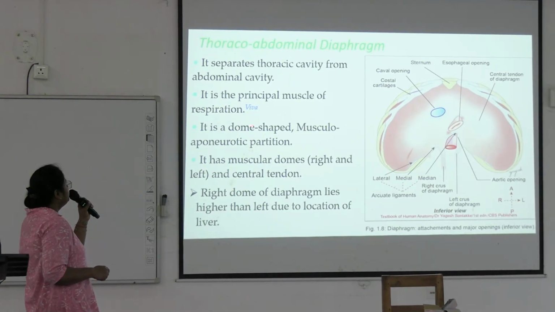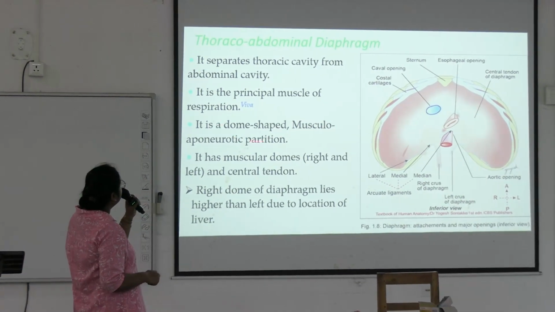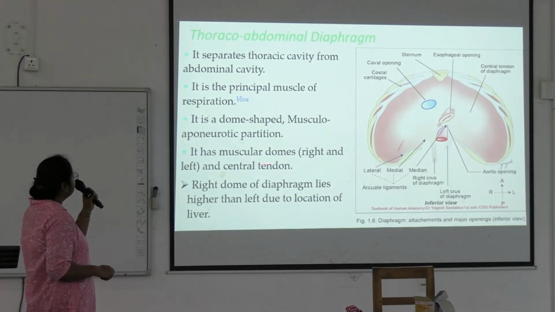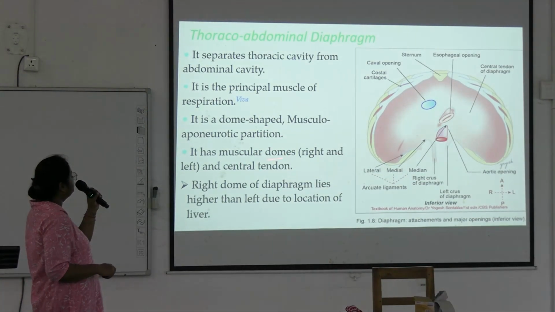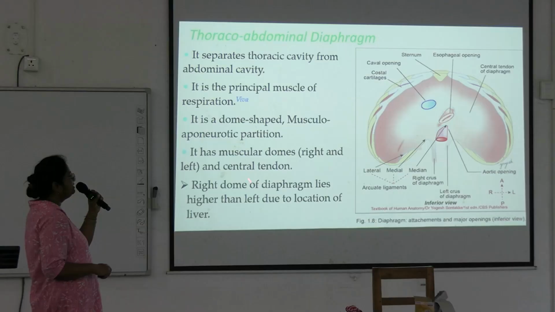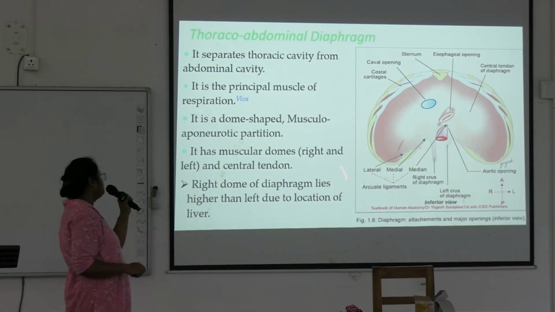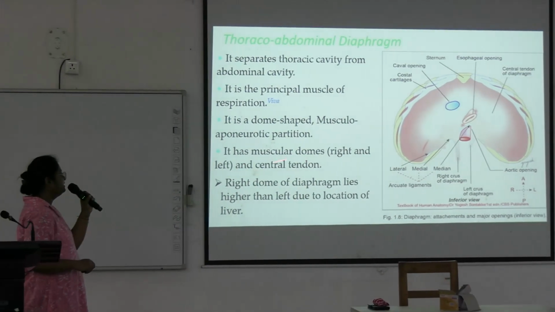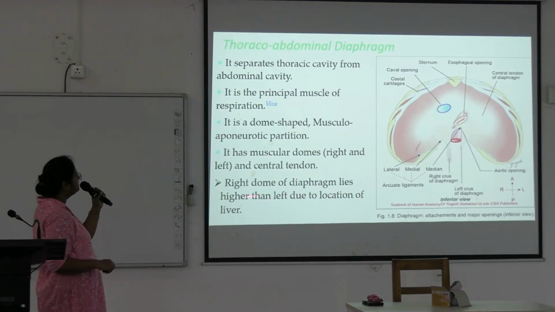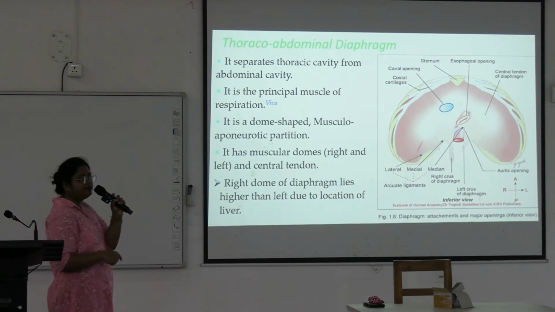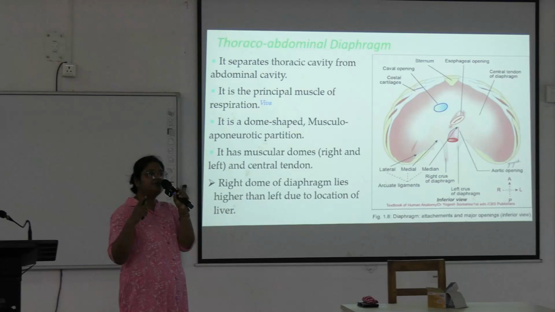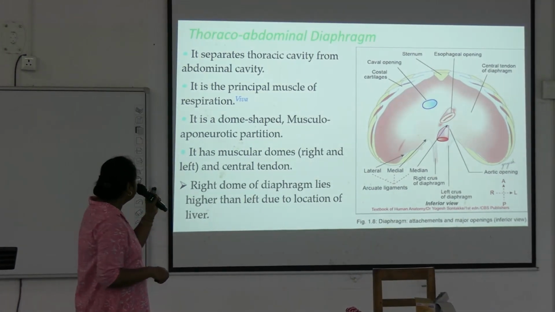Okay, it is a dome-shaped musculo-aponeurotic partition, and it has muscular domes, right and left domes, and a central tendon. And the right dome of the diaphragm lies at a higher level than the left dome due to the location of the liver. The liver is located on the right side, so it pushes the right dome upward.